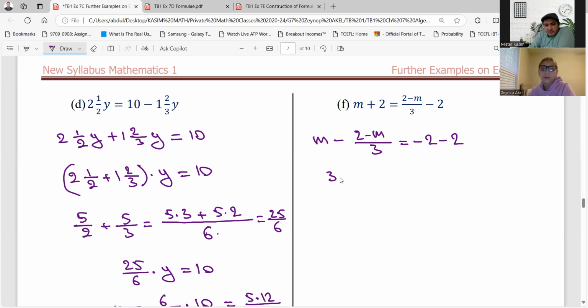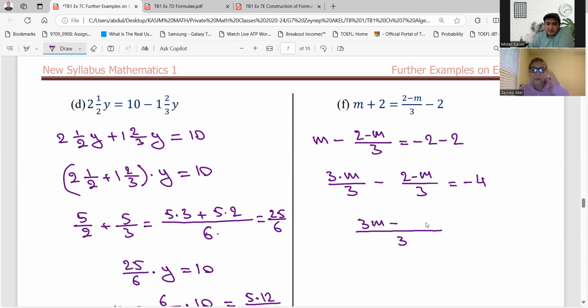But here you should be careful because it's minus. This m, I can write it as 3 times m divided by 3, because the 3s cancel each other. And minus 2 minus m over 3. On the right-hand side, we have negative 4. So when it's minus, you should be careful. If I draw a single fraction line, I have 3m minus, above the fraction line, 2 minus m equals negative 4. You need to write this in parentheses when you're combining two fractions. Otherwise, you will get the wrong answer.